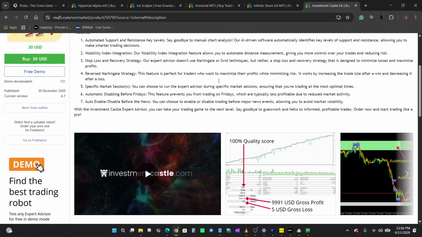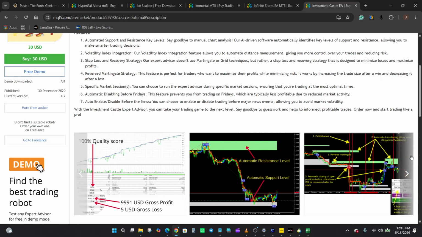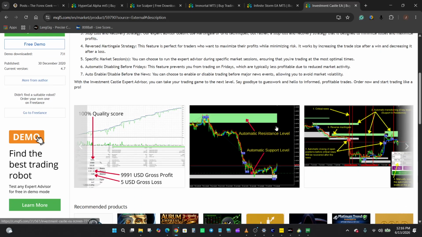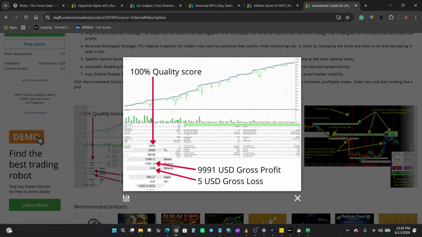Okay, so now moving into the historical backtesting section, it is important to evaluate the historical testing performance while keeping expectations realistic, right? The marketplace information provided does not specify the exact testing method used, such as every tick or open prices only. So I won't make any assumptions there. But from the provided information, we can see that the EA seems to have generated significant profit.